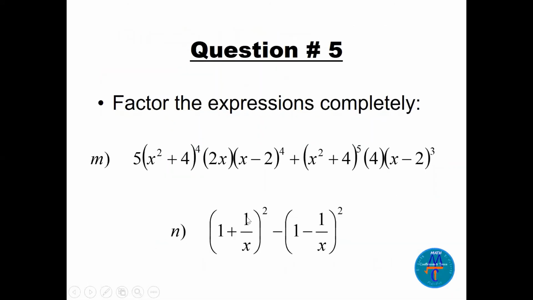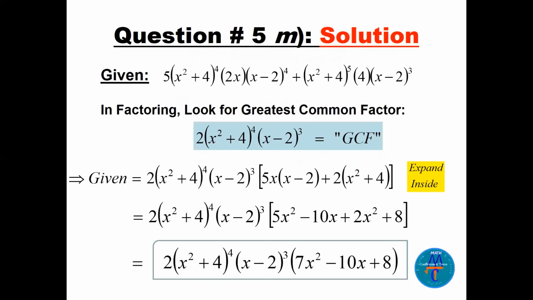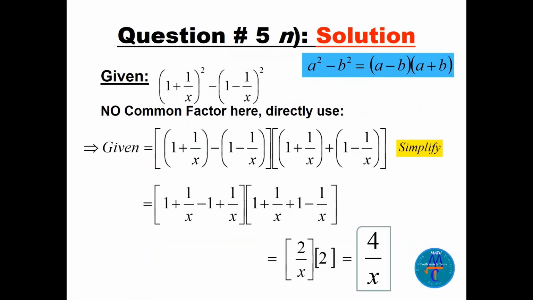1 plus 1 over x all squared minus 1 minus 1 over x all squared. Please try to find the complete factoring for this. If you are ready, let's go together to see the answer. Believe it or not, the answer is 4 over x. Oh my goodness. Let's see. See, you don't have to expand here directly.